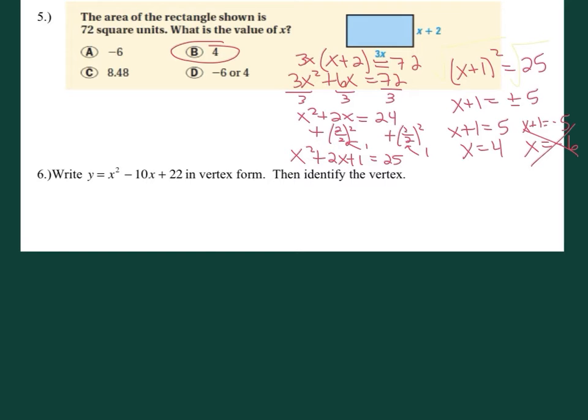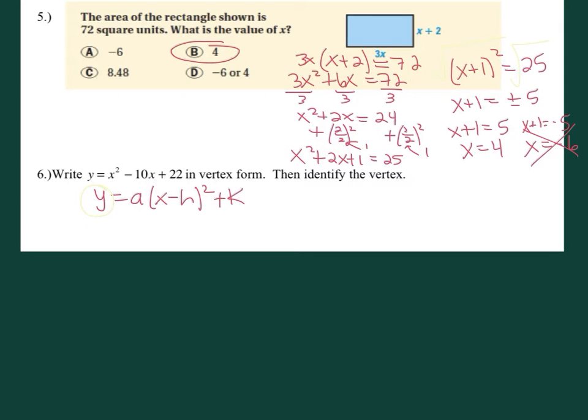So in example 6, we have y equals x squared minus 10x plus 22, and they want us to write it in vertex form and then identify the vertex. So just a reminder, vertex form is when you have an a value times (x minus h) quantity squared plus some k value. We're going to use the same steps we did before, it's just that now you're going to leave the y value there. It won't be 0, and we won't end up solving with square roots. We'll just end up solving for y.